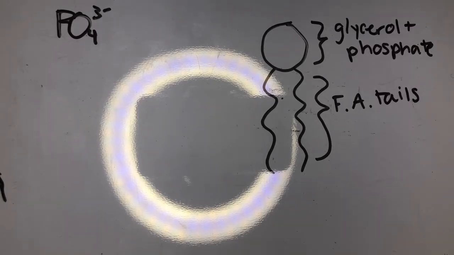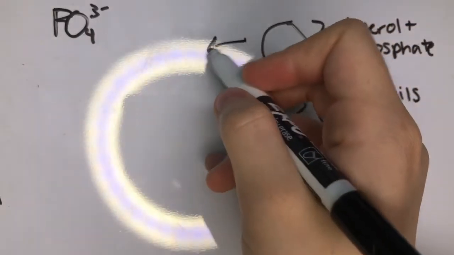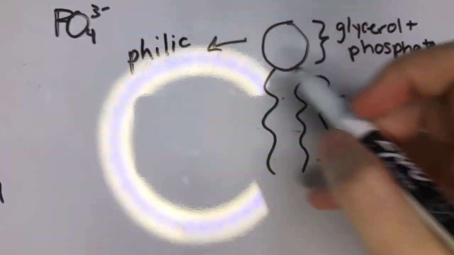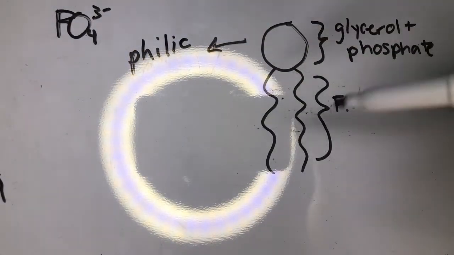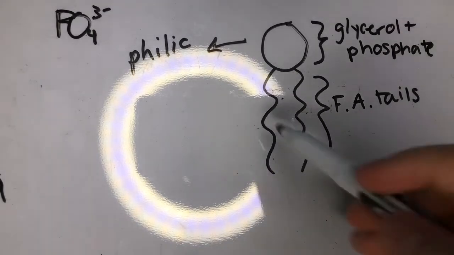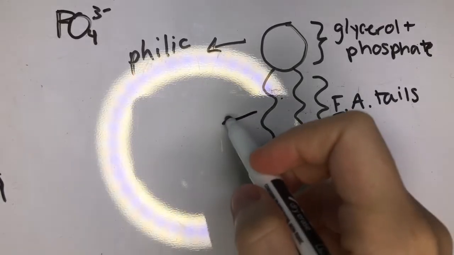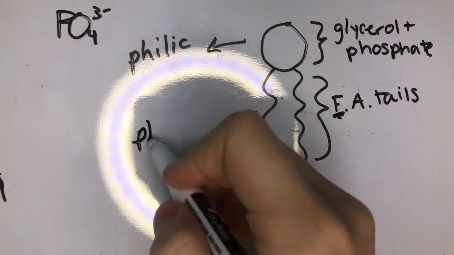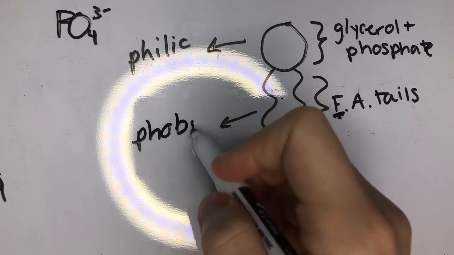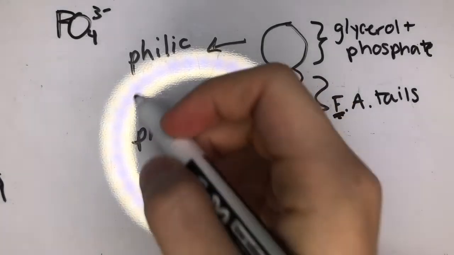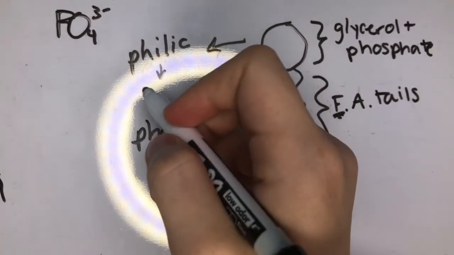So when we think of the glycerol and the phosphate, we consider these to be hydrophilic. This means that it likes water and tends to stay away from fats. Now, when we think of the fatty acid tails, fatty being in the name, we can probably suppose that these are going to be hydrophobic. So hydrophobic basically means that it likes fats but tries to stay away from water. You can also think of it in a slightly different way, right? So philic essentially means polar.